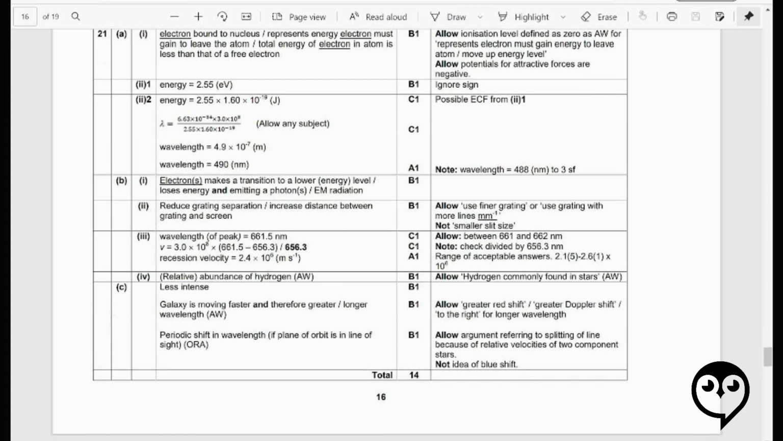Okay, I had said 2.37, but I think they'll accept anything within this range because it's coming off of the graph. That's fine. Okay, and you need to be between 661 and 662. So there we go.